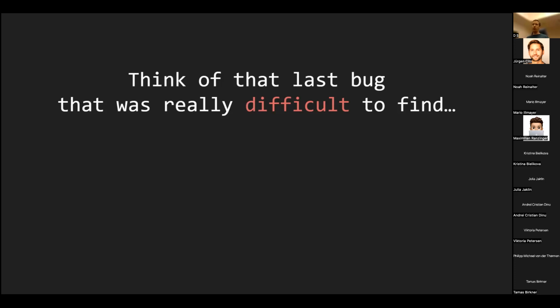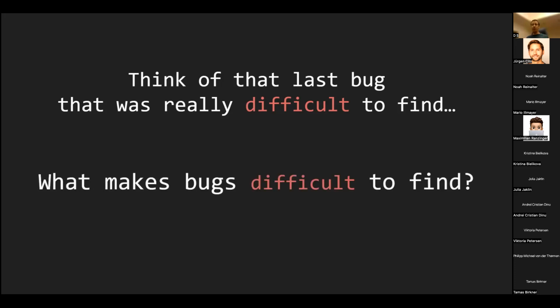We are talking today about debugging in terms of finding bugs. Solving bugs is an entirely different kind of mess. Oftentimes we have bugs that are really easy to fix once we know where they are. It's this one line that was hiding in our code, easy to fix, but really hard to find. And that's what we want to focus on today. So what makes bugs difficult to find?